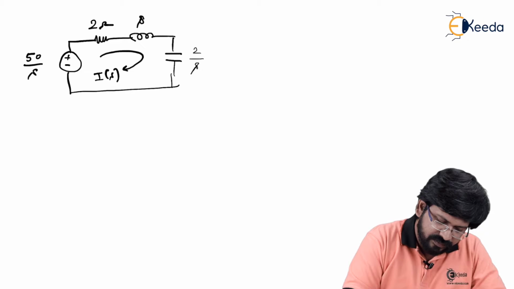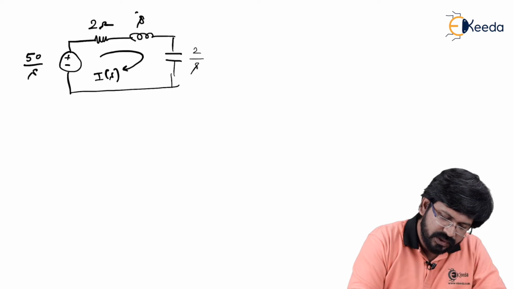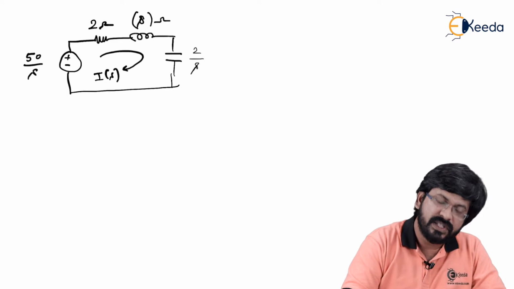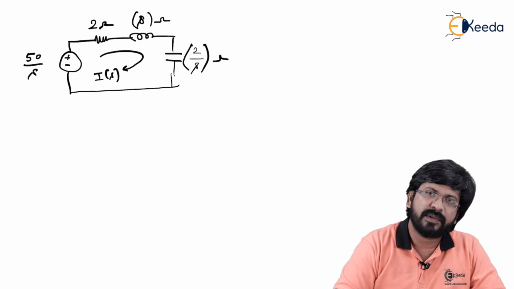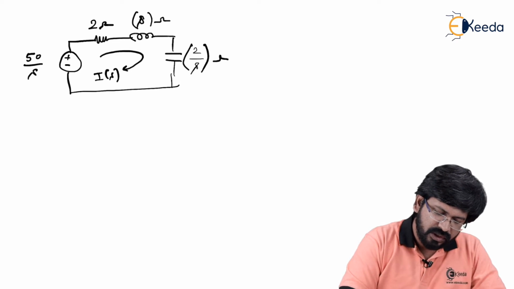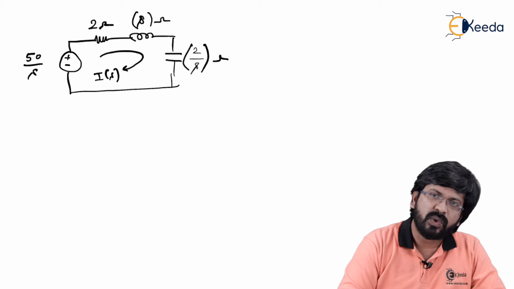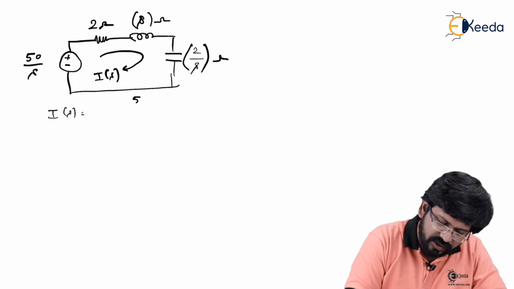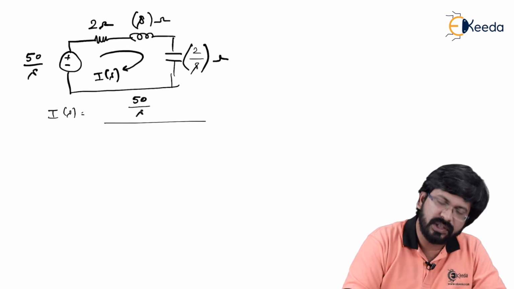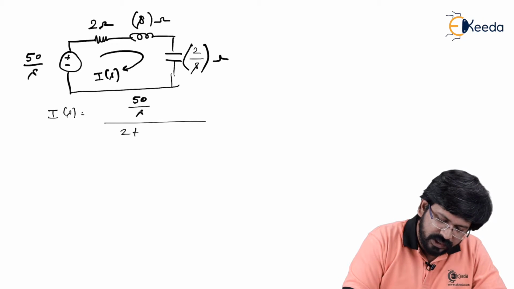So now I(s), you understand it, this is 2 ohms, this is s, nothing but s ohms, and 2 by s is also having unit as ohms. All of them are ohms, it means the equivalent impedance can be calculated by simply adding them. So the total voltage divided by total impedance gives you current. So by Ohm's law, I can write I(s) is equal to voltage, which is 50 by s, whole divided by the total addition of all the impedances, which is 2 plus s plus 2 by s.